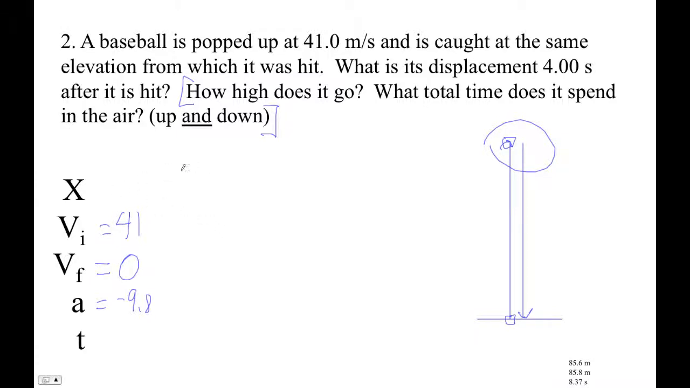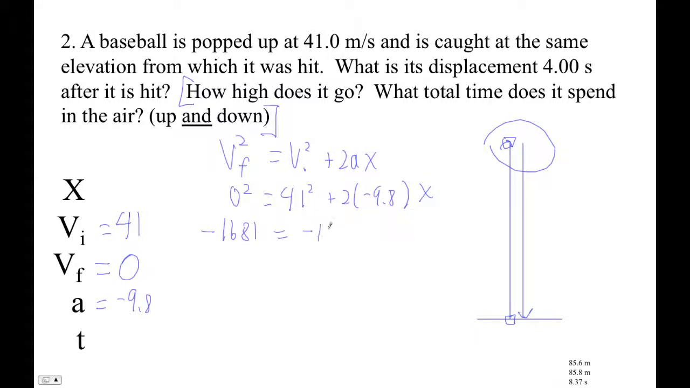How high does it go? We're going to use no t for that. Okay, so 0 squared is 41 squared plus 2 times negative 9.8 times x. Okay, so here we go. 41 squared, 1681. I'm going to put it on this side, so it's negative 1681. And then 2 times negative 9.8 is negative 19.6 x, right? So that guy, I'm just going to divide now. That divided by 19.6 is 85.765.